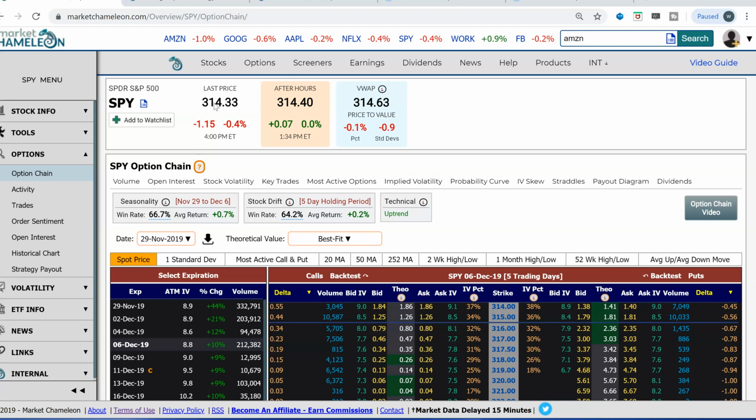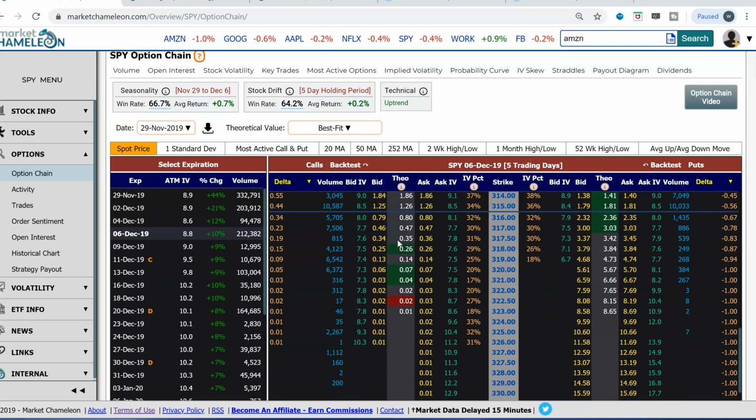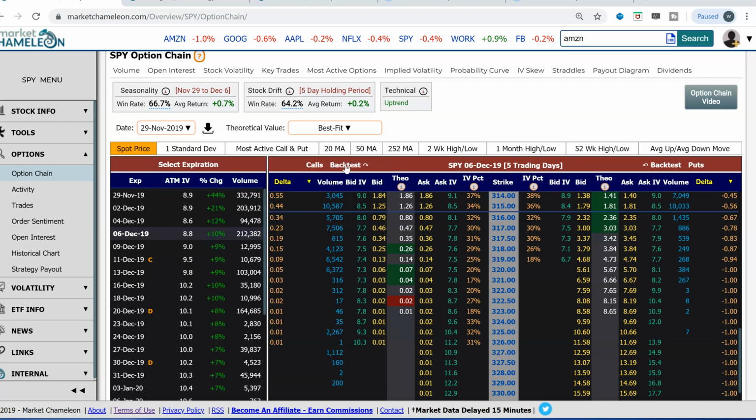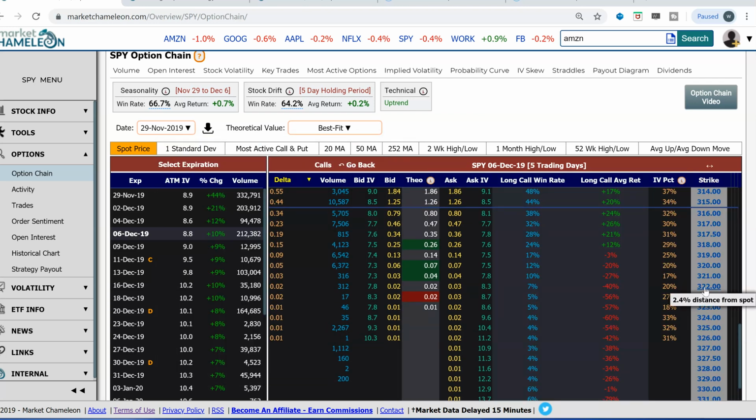Now, over here, in SPY, you have a theoretical value that you could change and make different assumptions, or you have the ability to just backtest how this option in particular did in SPY with 5 trading days to go and this far away out of the money. How would that perform over a long period of time?